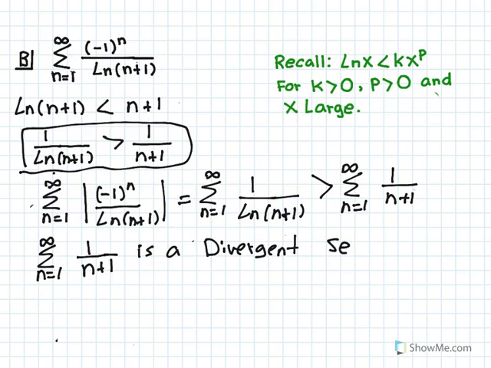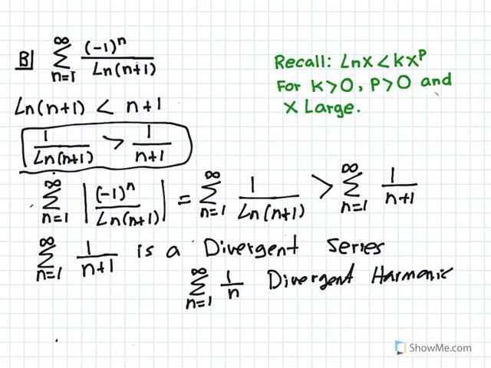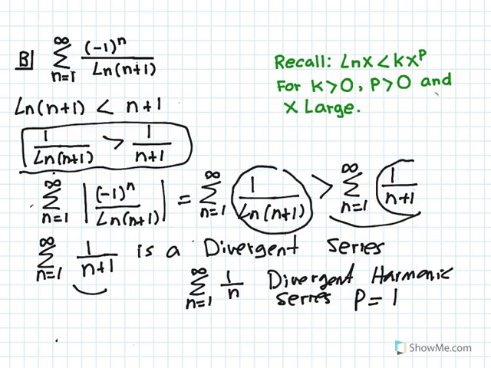because it can be compared by the limit comparison test to another series, summation n equals 1 to infinity, 1 over n, which is a divergent harmonic series. Also, of course, it is a p-series as well, a harmonic series with p equals 1. So we know that the summation n equals 1 to infinity, 1 divided by n plus 1 is divergent, and every term of the series on the left is larger than every term of the series on the right, so by the basic comparison test, the series on the left is going to diverge as well.